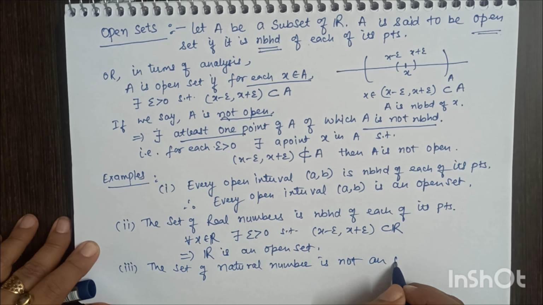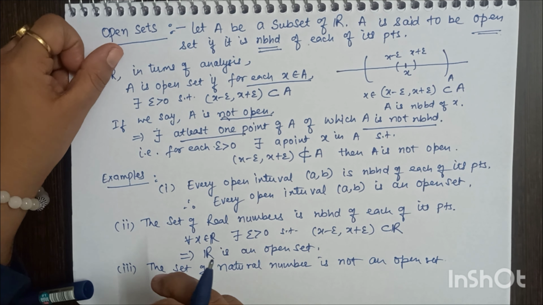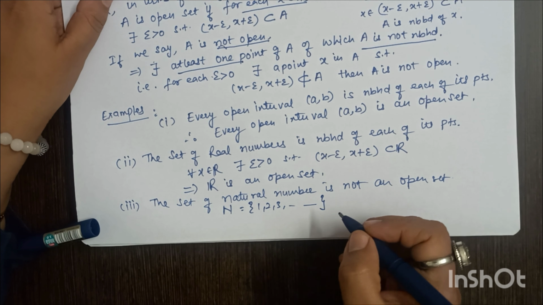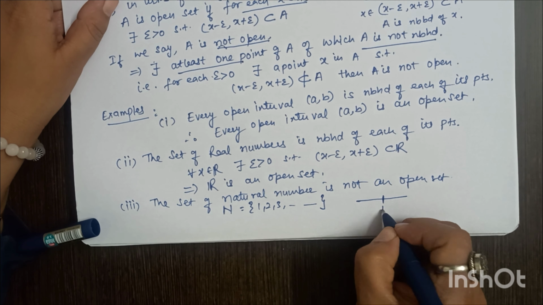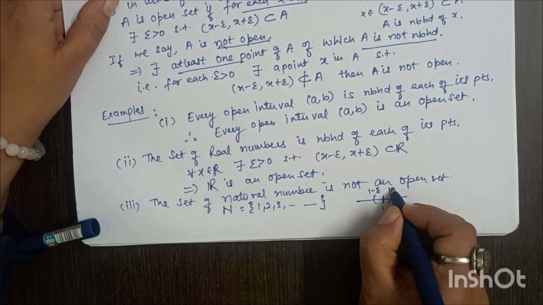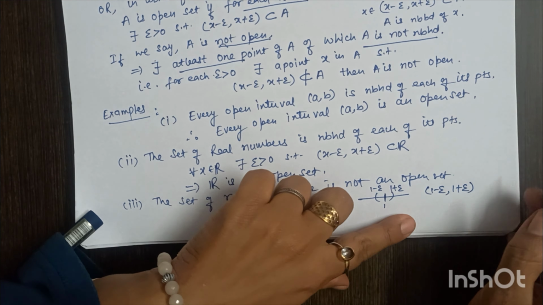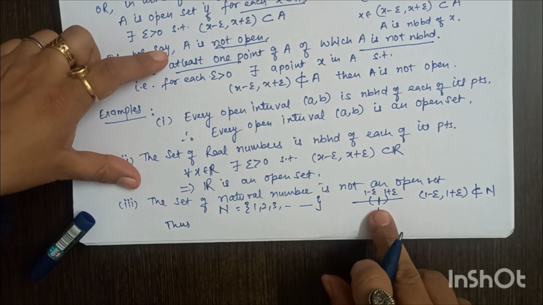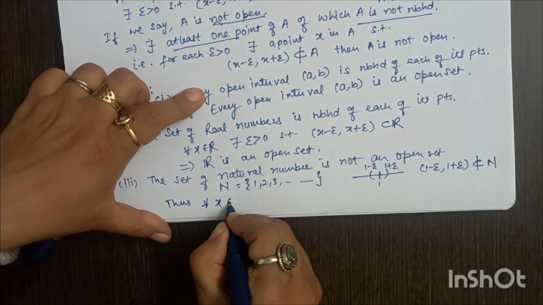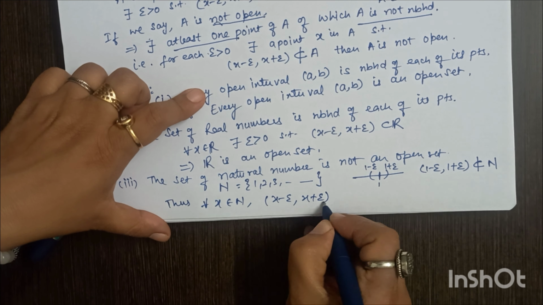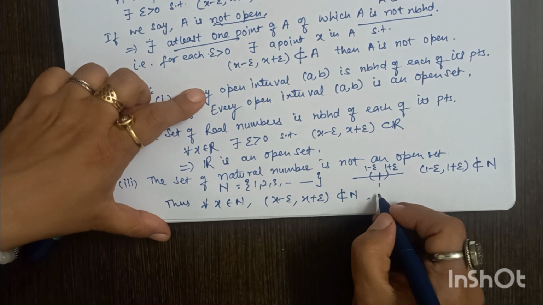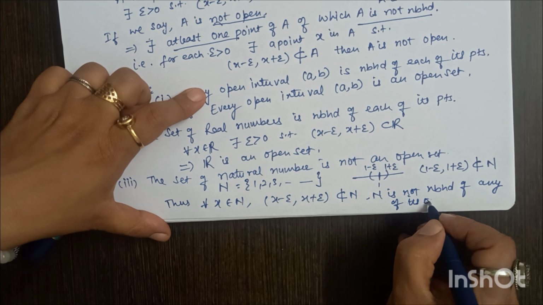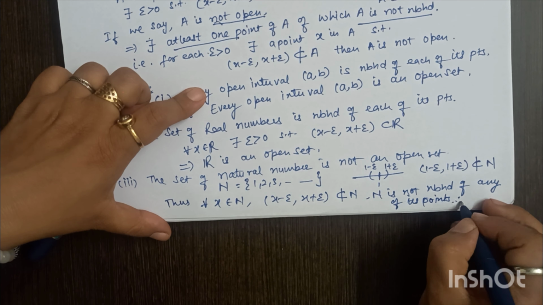The third: the set of natural numbers is not an open set. Why? Because the set of natural numbers is not a neighborhood of any of its points. For example, if I take 1, an open interval containing 1 contains many other elements which are not natural. So this open interval is not contained in N. Hence N is not a neighborhood of 1. But this was one example. We are talking about each and every element of N, so we will talk in general: x belongs to N, the open interval is not contained in N. That is why N is not open.